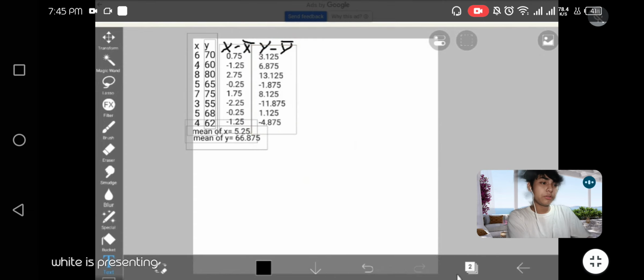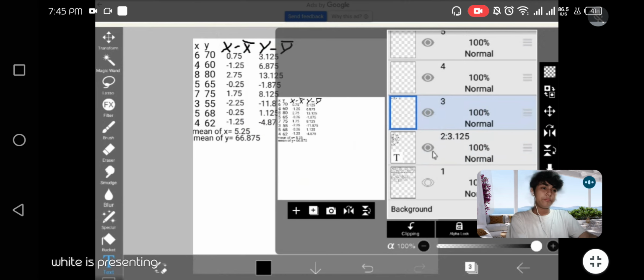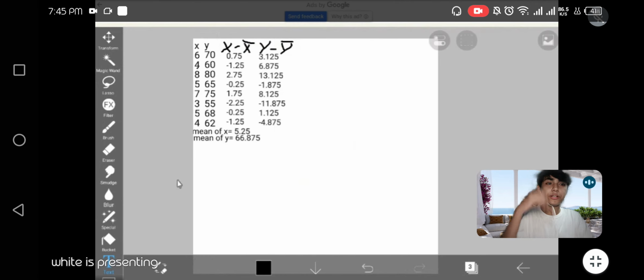So, let's move on to another stage or another part of this calculation and solving. So, we're going to find the x minus x bar times y minus y bar. So, in order to get those values, we need to multiply the x minus x bar into y minus y bar. So, ayan. I-times na natin.